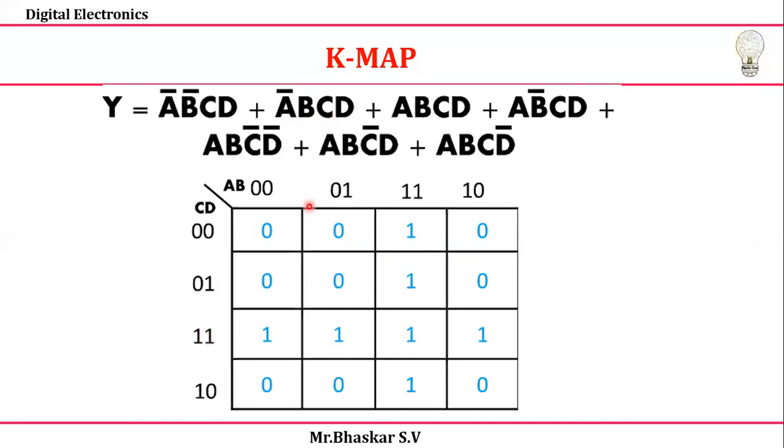The 1 1 0 1, the particular cell you need to make it as a 1. Similarly, ABCD is nothing but all 1 1, it is 1 1 and 1 1. The particular cell I'm going to make it 1.